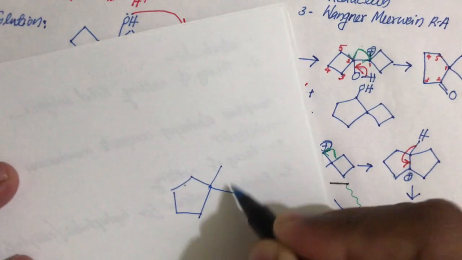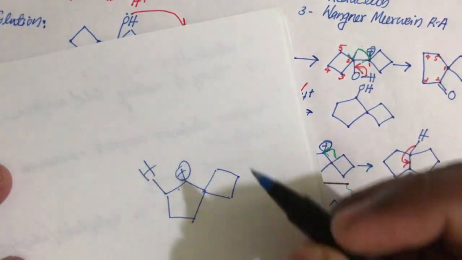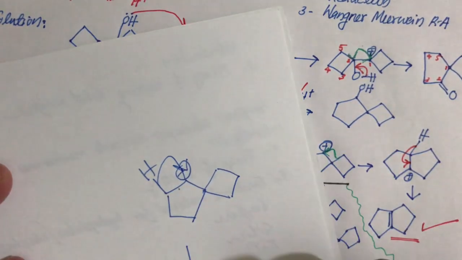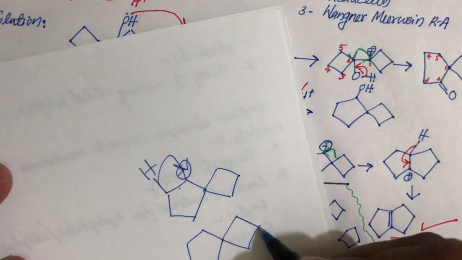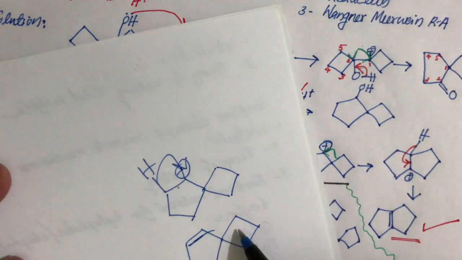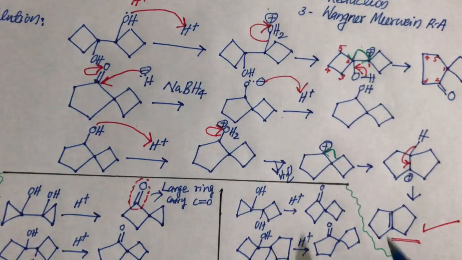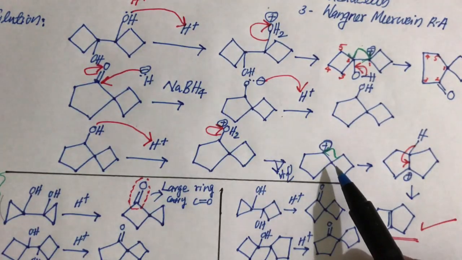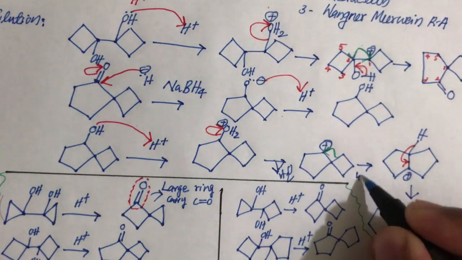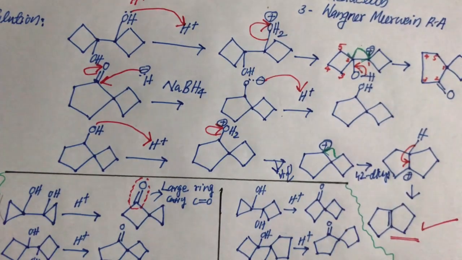It can stabilize by using this hydrogen, and you can have this alkene, but this is not at all the major product. That is the thing: it will undergo a rearrangement, that is nothing but Wagner-Meerwein rearrangement, or simply a 1,2 alkyl shift.